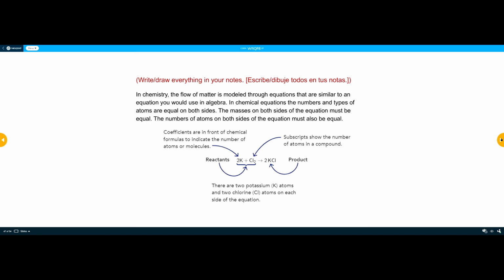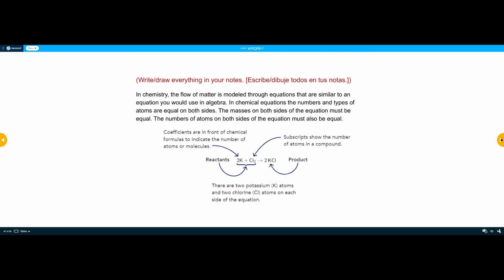In chemistry, the flow of matter is modeled through equations that are similar to an equation you would use in algebra. In chemical equations, the numbers and types of atoms are equal on both sides. The masses on both sides of the equation must be equal. The number of atoms on both sides of the equation must also be equal.